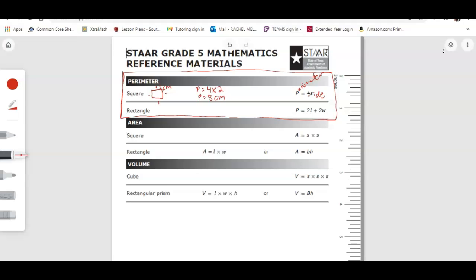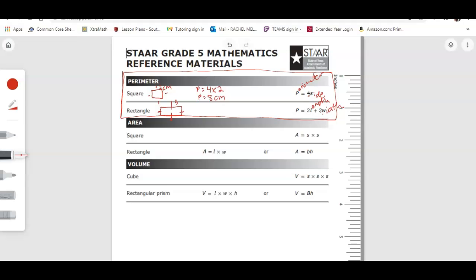Okay, for a rectangle, we have 2L plus 2W. L stands for length, and usually the length is what we consider the top and the bottom. And the W stands for width. Okay, and the width is usually the sides. So this is telling me that I need to do 2 times the length plus 2 times the width.